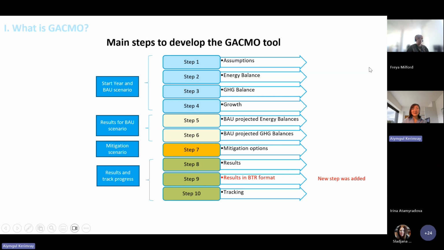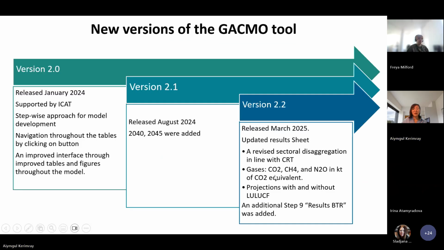So there are 10 steps to develop GASMO. The first 4 steps are for the start year and the BAU scenario. Then the user has to provide information for the mitigation scenario. In steps 8 to 10, the user can view and analyze the results of the GASMO tool.